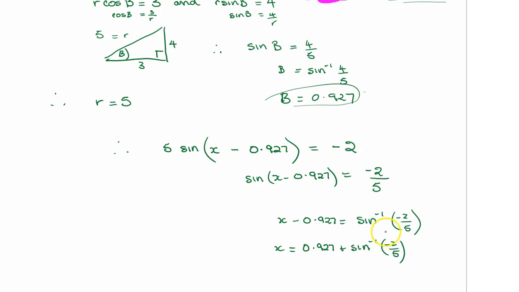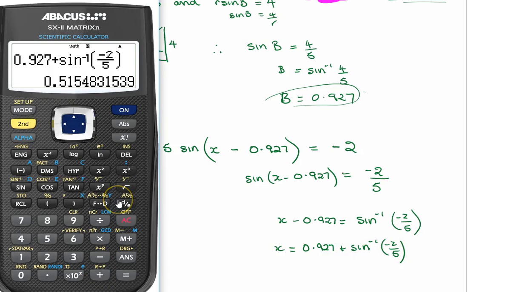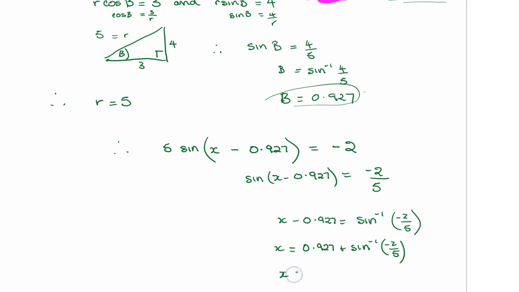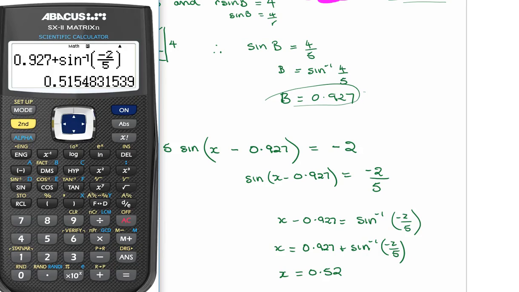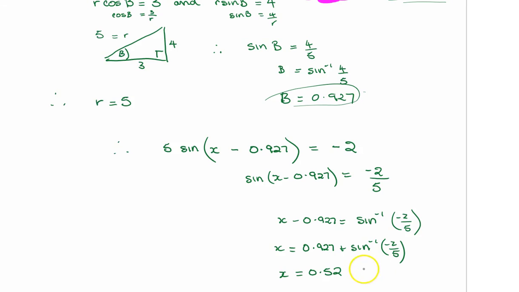So dividing both sides by 5, we take the sine inverse, looks like that, and so we've got just the bracket left here. I'm going to take the negative 0.927 to the other side with the sine inverse, go to the calculator, got that typed into the calculator, minus 2 on 5, and you can see that the angle you would have in radians, let's call that x is equal to 0.52 radians, to 2 dp.